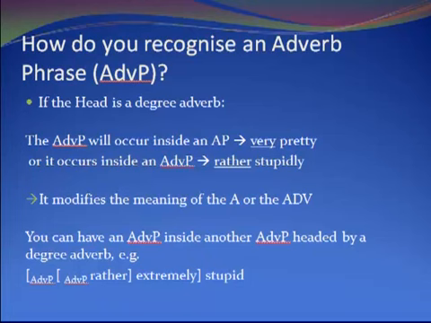And saying he behaved rather stupidly, you're saying he didn't behave stupidly, he just behaved rather stupidly. It's not quite as bad. Now, you can actually have an adverb phrase inside another adverb phrase headed by a degree adverb. So, for example, you could say, that was rather extremely stupid. So what you're saying about the stupid was that it had a certain degree, and the degree was rather extremely. Okay.